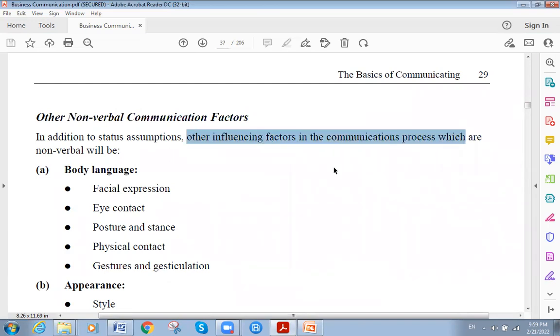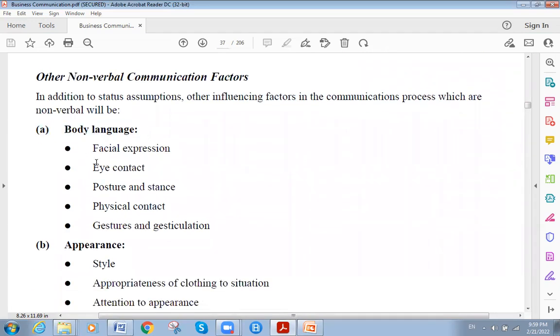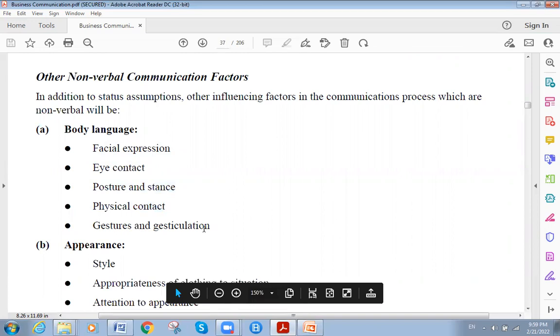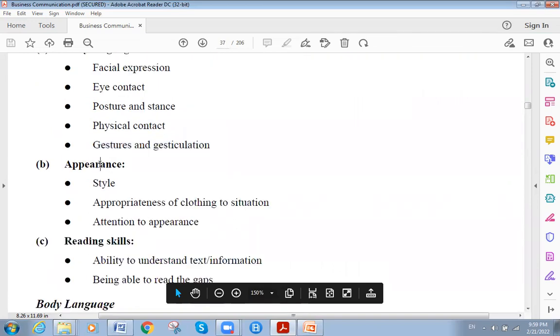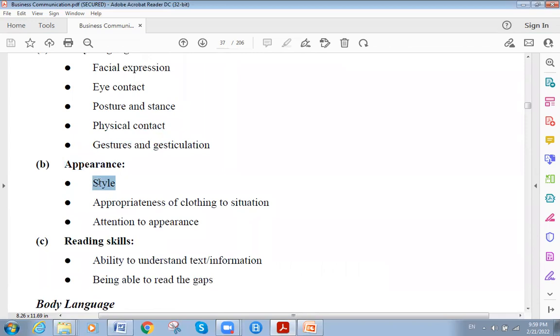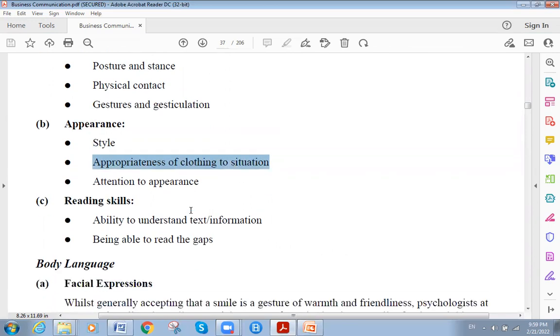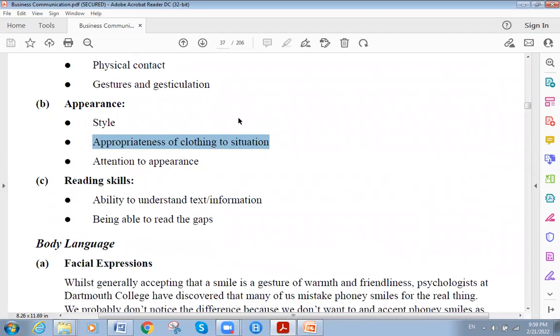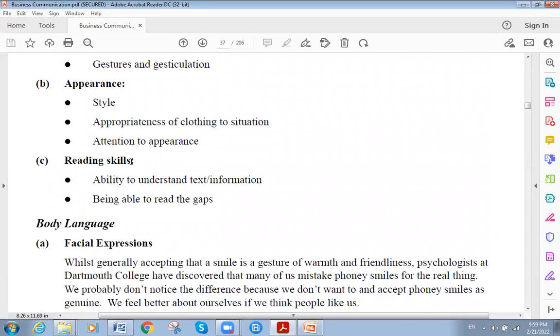Those factors affect the communication process, like body language, facial expressions, eye contact, postures and stance, physical contact, and gestures. We also have appearance, like the style of your own appearance. You look classic, and so on. Appropriateness of clothing to the situation: are you going to an interview in the dress code, or how does it look? Attention to appearance. Reading skills: the ability to understand text information, being able to read the gap.